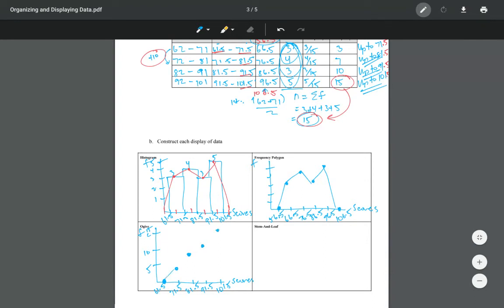And then I connect the dots. This is a polygon, same thing as a line graph. Okay, and there we go. And we just end there at 101.5.